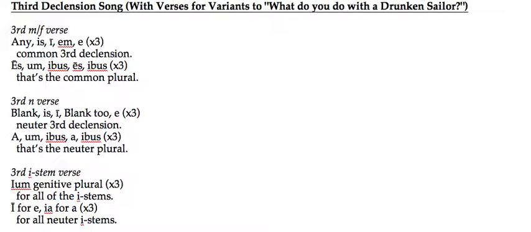And to explain that, just so you know, all I stem nouns have ium instead of um for the genitive plural, so eum instead of um. And then for neuter I stems, you get the E or long I in place of the short E in the ablative, and you get ea in place of the a for nominative, accusative, and vocative plural neuter.